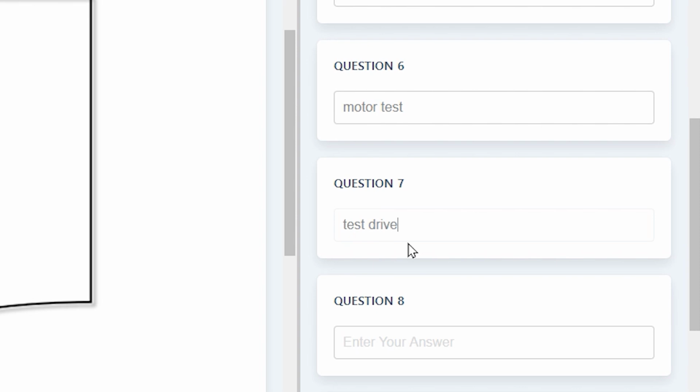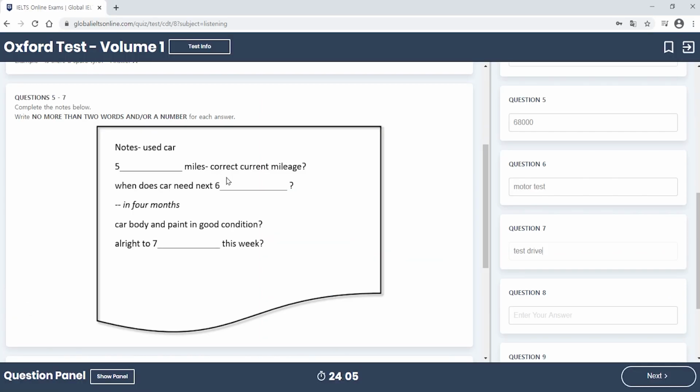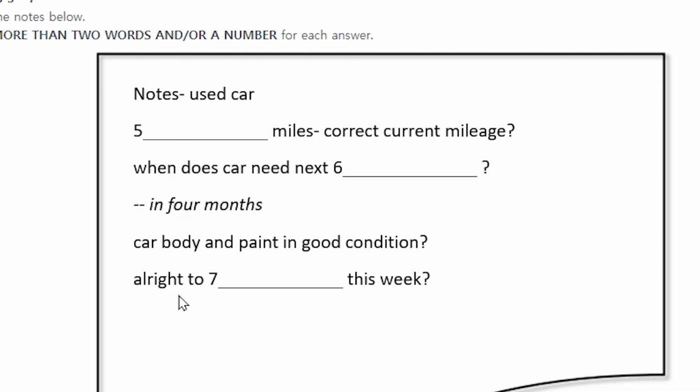Okay, so the answer here is going to be test drive. Okay, so they talk a little bit about the paint, and they talk about the paint condition, and then the guy on the phone literally says, is it okay? Would it be okay for me to come to test drive it this week? Okay, so again, they're paraphrasing. Instead of all right, they've switched all right to okay to check if you're able to pick that up as a keyword. Okay, so then we know that the answer is test drive.